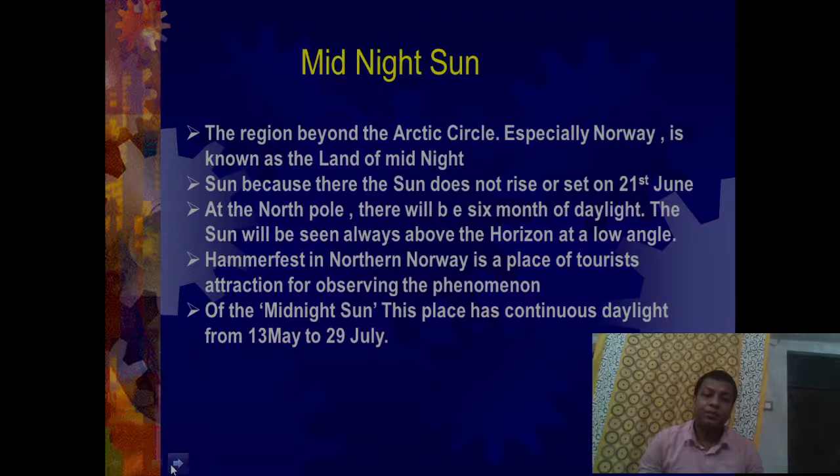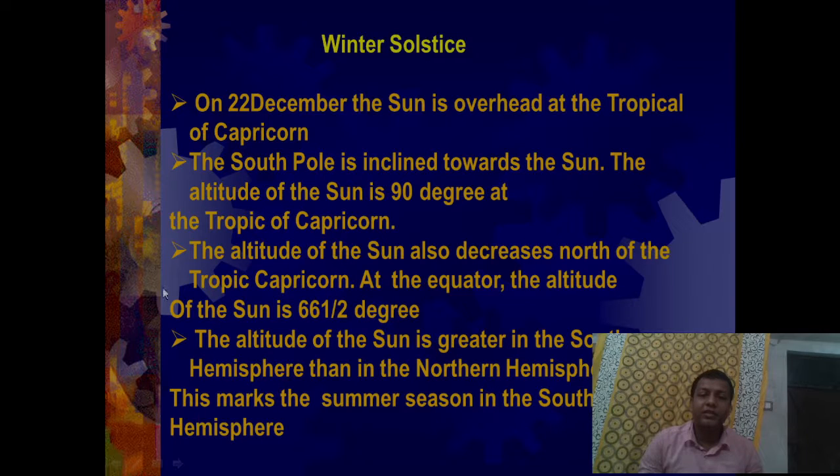Dear students, come to the point. On 22nd of December, the sun is overhead at the Tropic of Capricorn, as you know, and the South Pole is inclined towards the sun. The altitude of the sun is 90 degree at the Tropic of Capricorn, that means 23 and half degree south latitude. The altitude of the sun also decreases north of the Tropic of Capricorn. At the equator, the altitude of the sun is 66 and half degree.